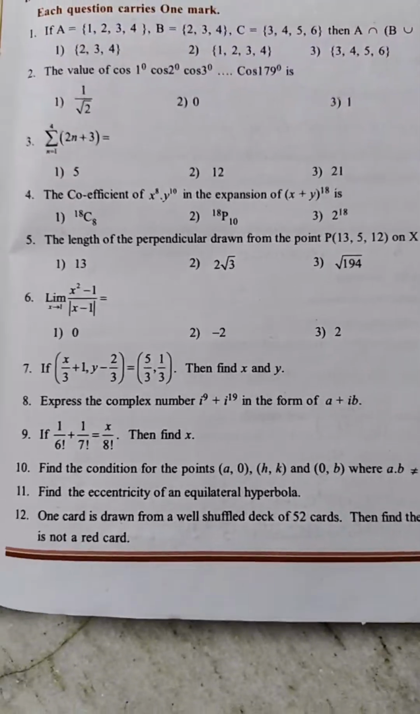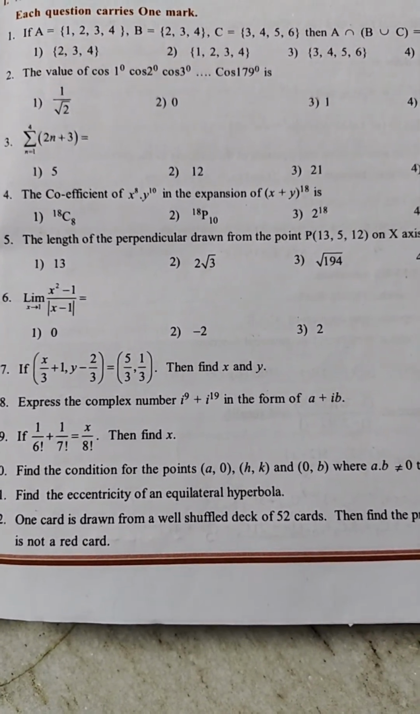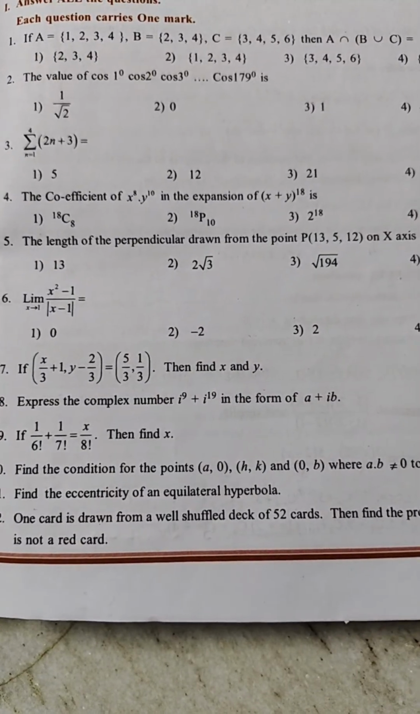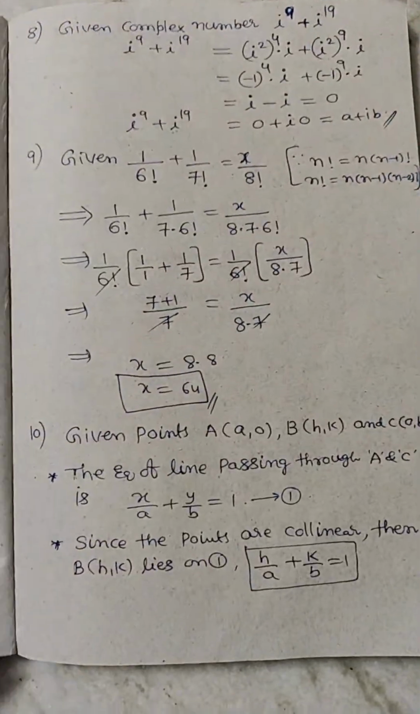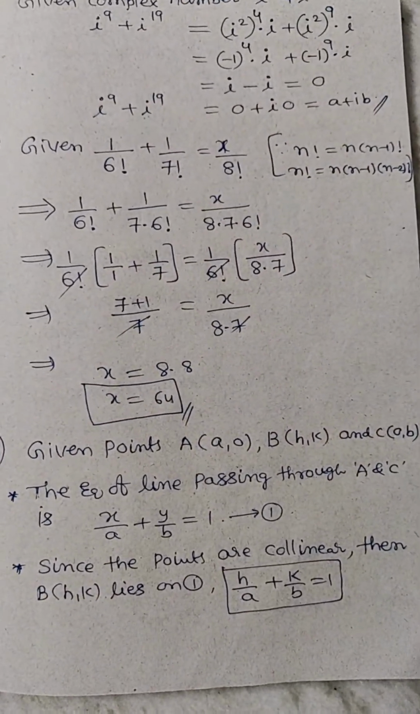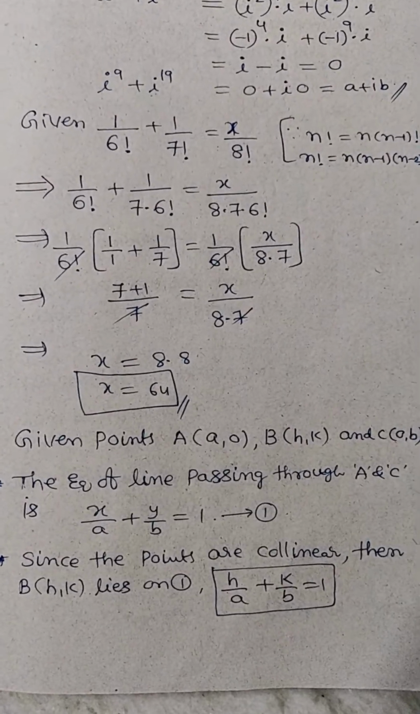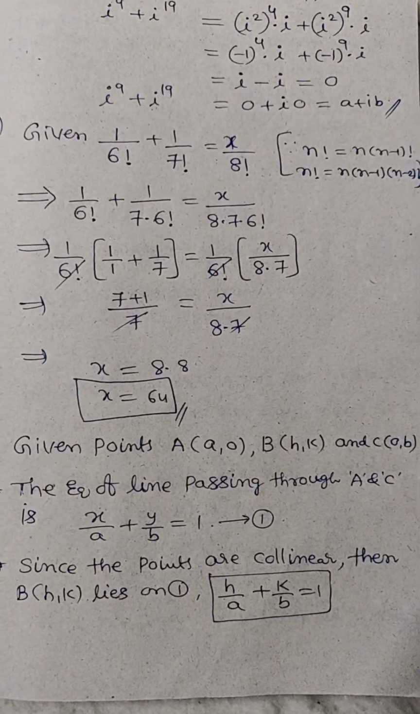Here is question number 9. If 1 by 6 factorial plus 1 by 7 factorial equals x by 8 factorial, then find x. See, this is the way you can do that. Given 1 by 6 factorial plus 1 by 7 factorial equals x by 8 factorial.